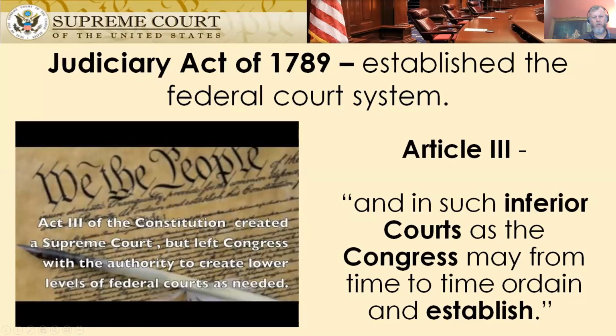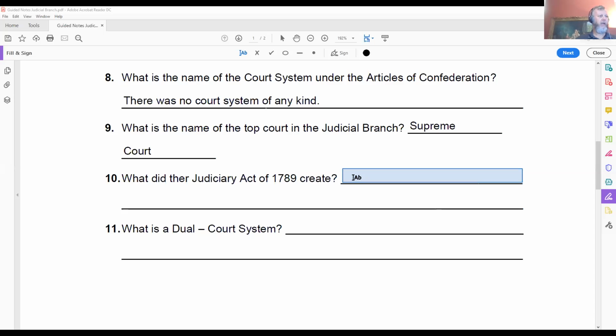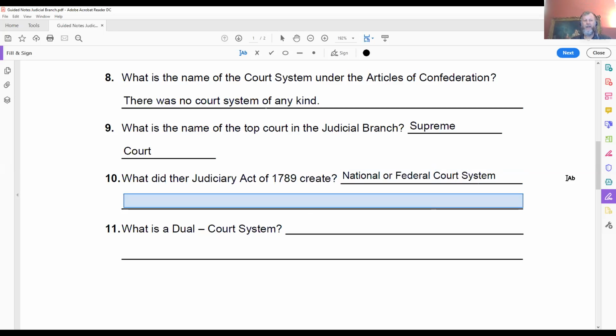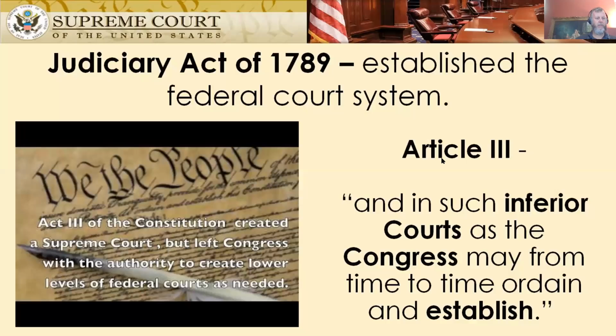So let's go back to our PDF, and what did the Judiciary Act create? It created our national or federal court system. All right, everything's spelled right. Good. Now, we've got our national court system, but we're not quite complete yet. We need one more system. And what do we call that? Well, that becomes our state system.